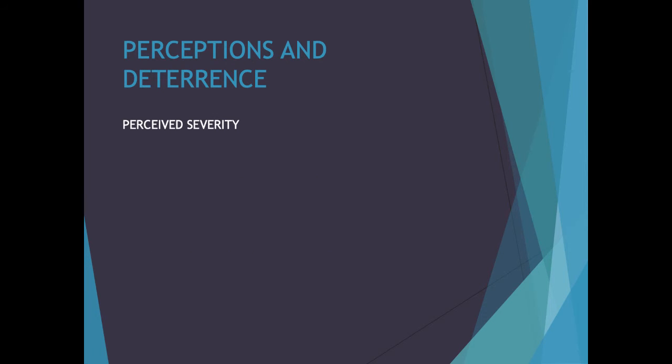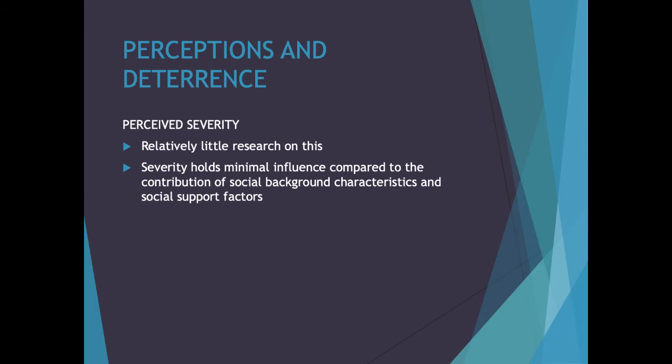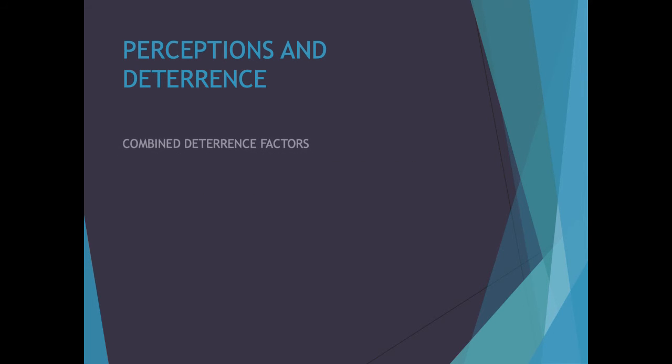All right, continuing on perceptions and deterrence. So perceived severity is relatively little research on this, on what people think, oh, this might happen and this might be what happens to me if I do this crime, so this is why I did it or didn't do it. Severity holds minimal influence compared to the contribution of social background characteristics and social support factors.